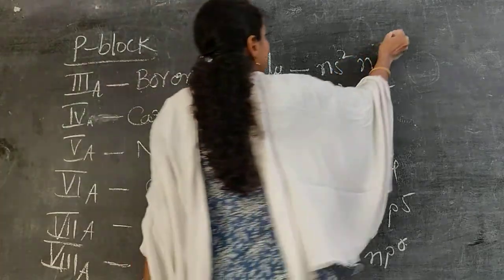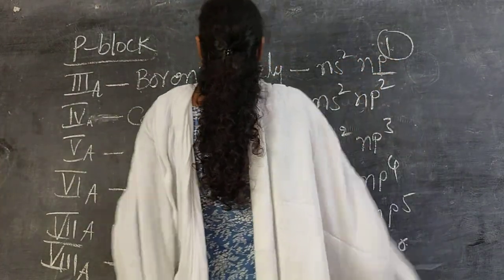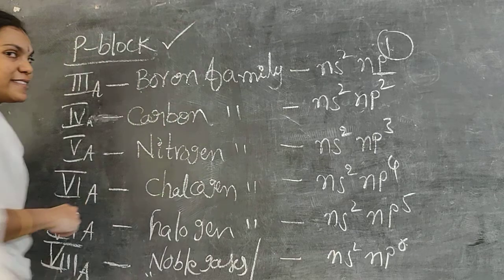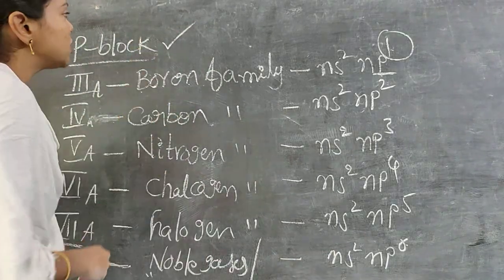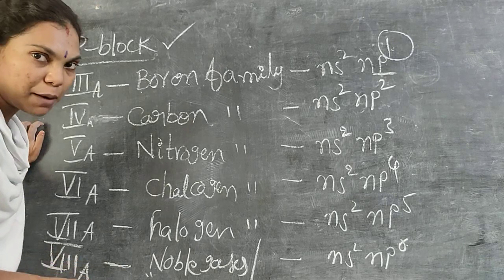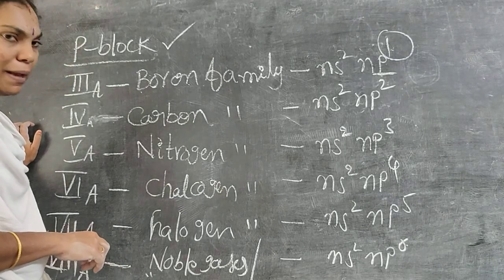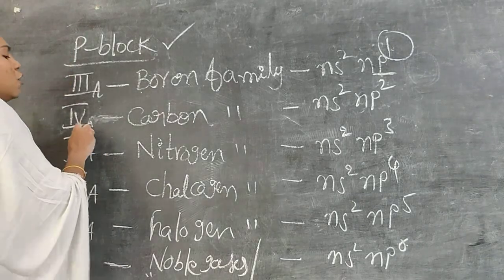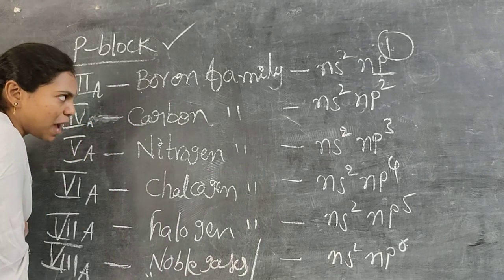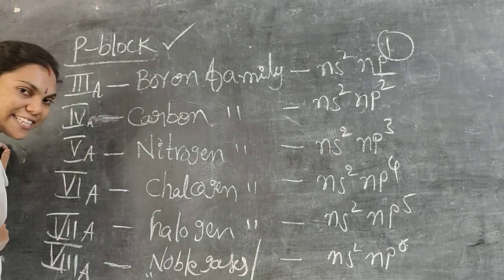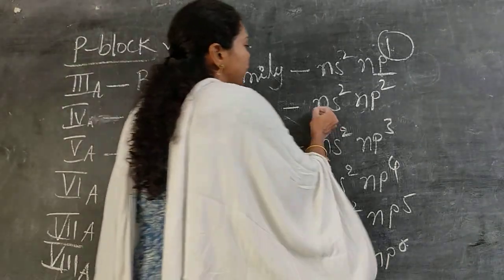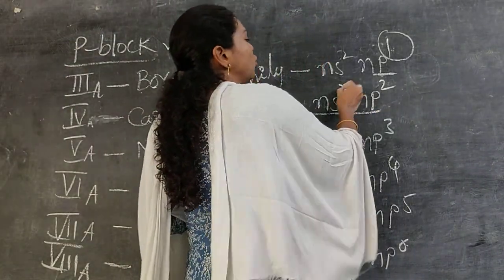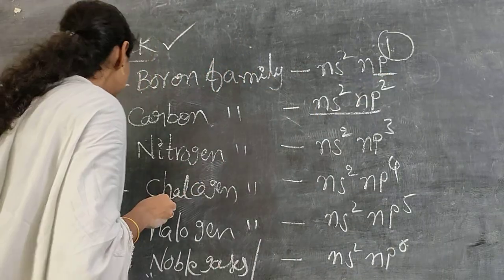Here, the outermost electron enters the p orbital. That's why these elements belong to the p block. Do you understand now? The outermost electron entering the p orbital means those elements belong to the p block elements. Next, 4th A is known as the carbon family because carbon is the starting element in the 4th A group. The general electronic configuration is Ns2 Np2, 2 plus 2, 4th A.